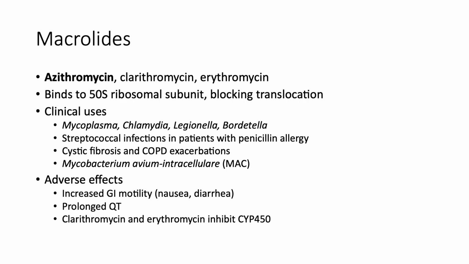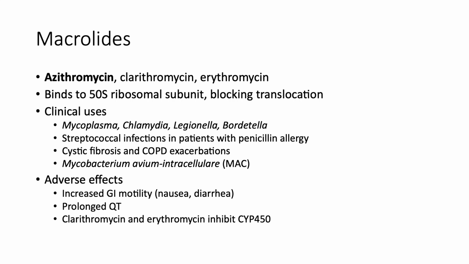Macrolides are antibiotics that bind the 50S ribosomal subunit. They include azithromycin, clarithromycin, and erythromycin. You're mostly going to see it as azithromycin, and it's used for atypical pneumonias like mycoplasma, chlamydia, Legionella, and Bordetella, which is whooping cough. You can also use it for streptococcal infections in patients with penicillin allergy. And then we'll frequently use it in cystic fibrosis and COPD exacerbations, and it's also used to treat Mycobacterium avium intracellulare, or MAC, and it can be used for prophylaxis against MAC in patients with AIDS.